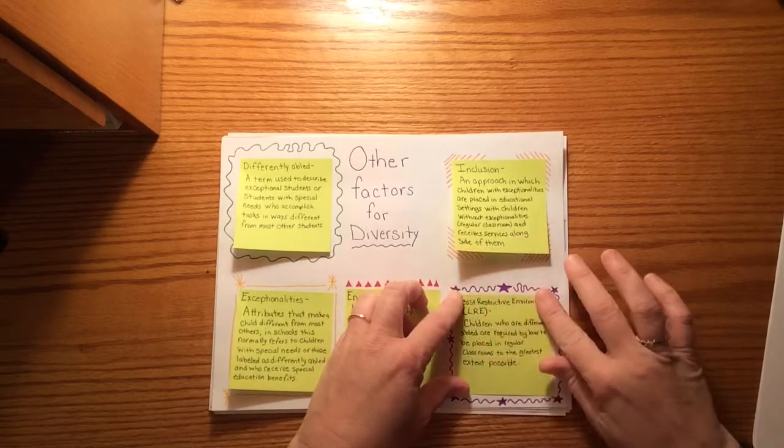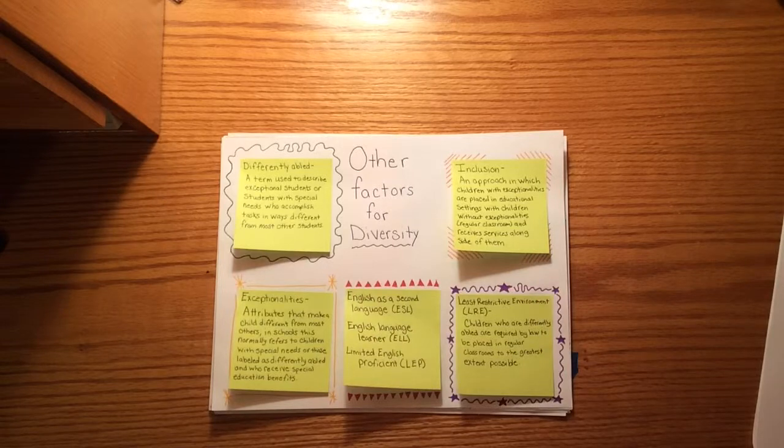And we should do this in the least restrictive environment, the LRE. Children who are differently abled are required by law to be placed in regular classrooms to the greatest extent possible. So this means that they get to come into the regular classrooms and spend as much time as they can with their other needs throughout their educational day and work right alongside the student that is the average student.